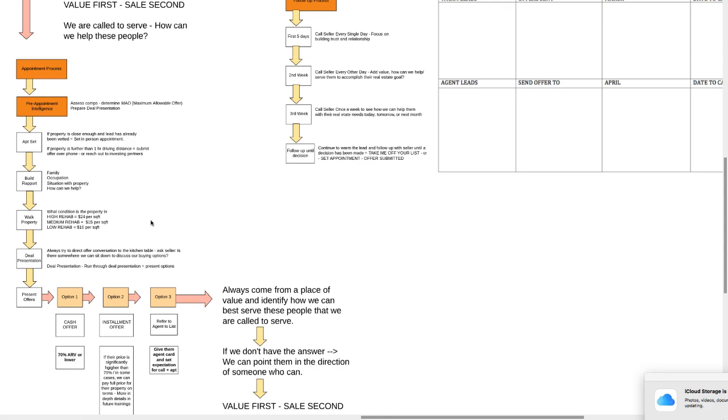After you've walked the property, you're building rapport. As you're doing this as well, you're still talking, really friendly, open, building the relationship. Then we move on to the deal presentation. We always encourage you to direct the offer conversation to the table, right? Try to get them to sit down at the kitchen table where you can see eye to eye and really be at that same mutual level, right? Simply ask the seller, is there somewhere we can sit down to discuss our options, right? That simple. Sit down at the table. You can break out the tablet, go over the deal presentation, run through the presentation, present our options, and then they can figure out where they want to go from there, right?